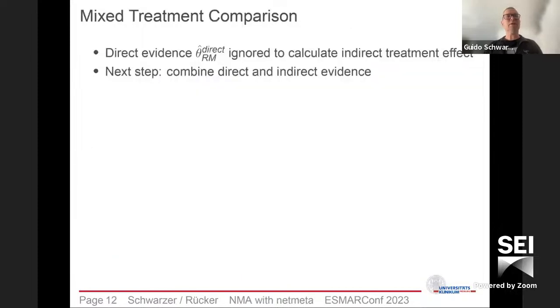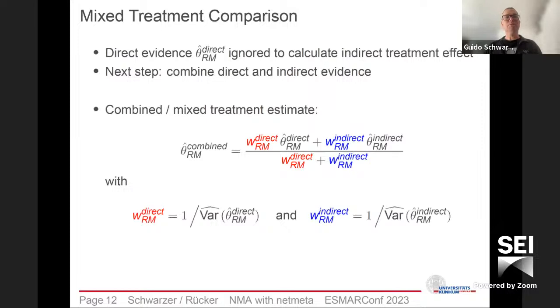Then the next step, which has not been done in the Bucher publication, is that we combine the direct and the indirect evidence. And for this very small network that we have here, we can rather easily combine this, and then we combine the direct estimates and the indirect estimates, where the weights are basically the inverse variance weights.